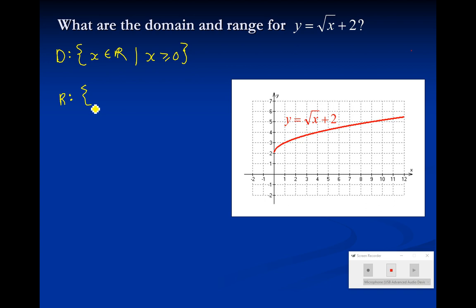Yeah. y element of reals. What's the restriction here, if you're still practicing these? What y values are allowed? Anything above or including 2. So y greater than or equal to 2.